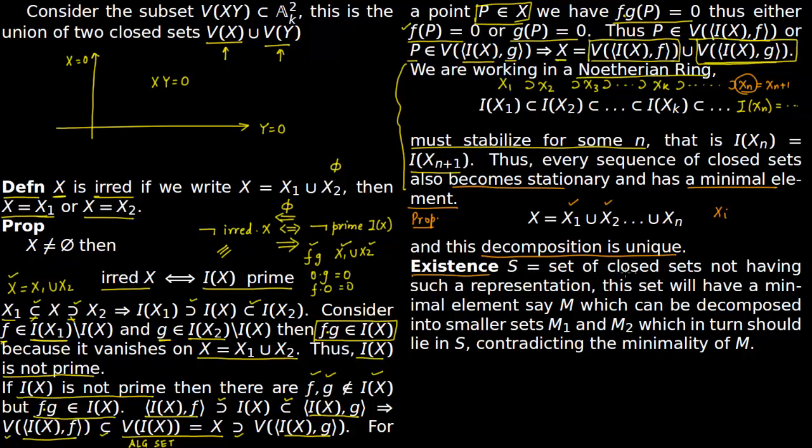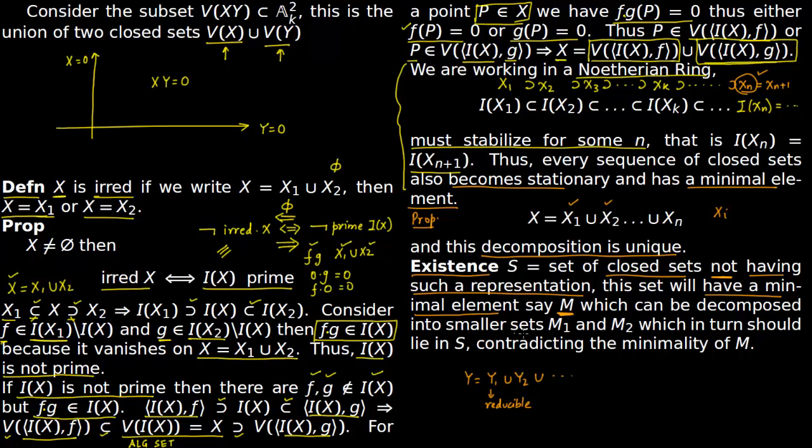So say S is a set of closed sets not having such a representation. So it consists of sets like say y, where y is y1 union y2, and so on, such that this yi is reducible. Now this set will have a minimal element. So by this logic above, it will have a minimal element, say m.